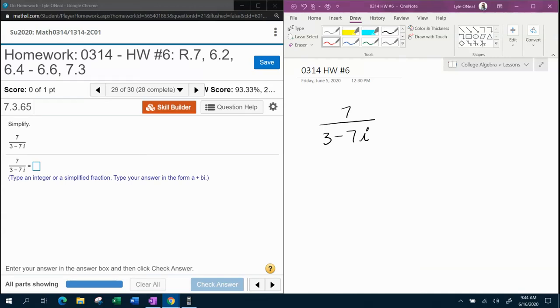All right, here we go. Question number 29 from our 0314 homework number 6 in MyLab Math. And the instructions say simplify. So here's what I need you to know.